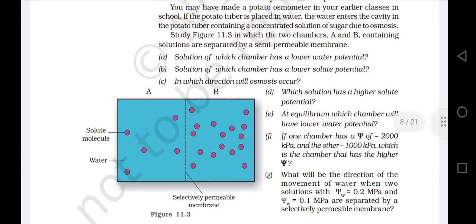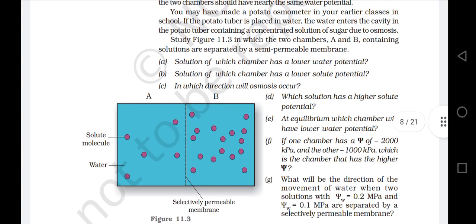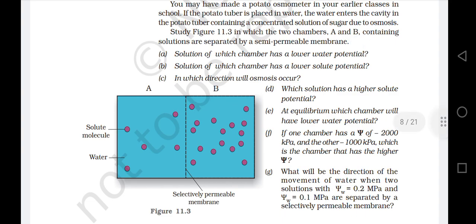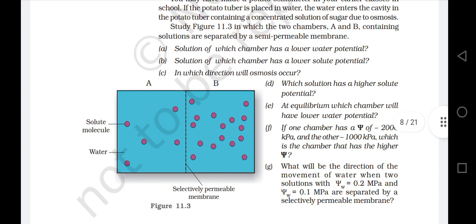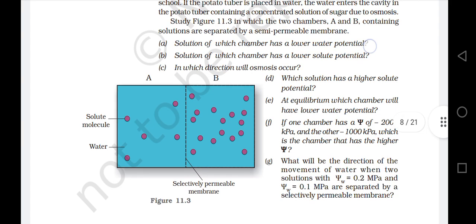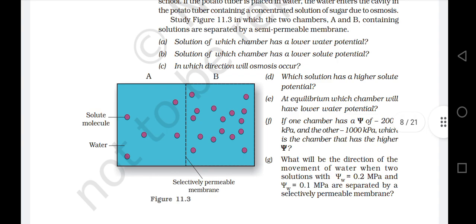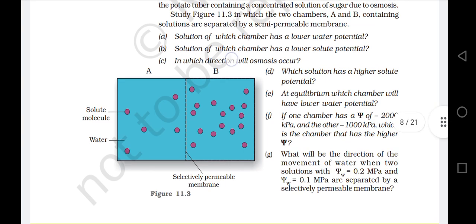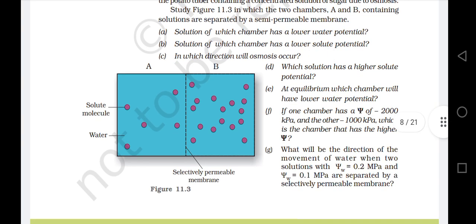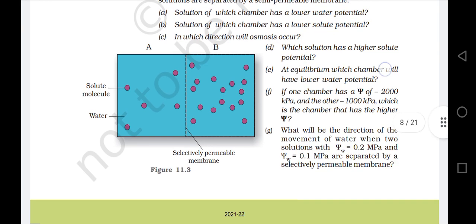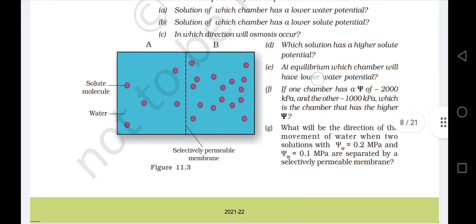Study figure 11.3, in which the two chambers A and B containing solutions are separated by a semi-permeable membrane. A, solution of which chamber has lower water potential? B, solution of which chamber has the lower solute potential? C, in which direction will osmosis occur? D, which solution has a higher solute potential? E, at equilibrium, which chamber will have lower water potential?